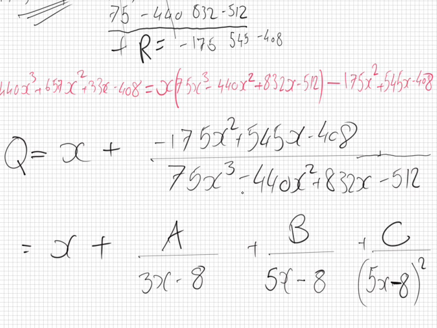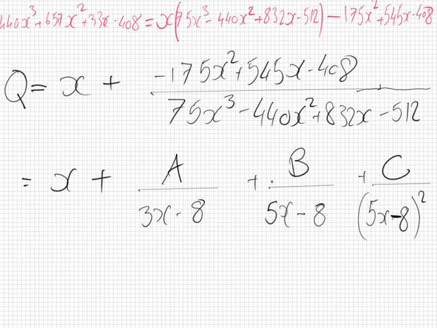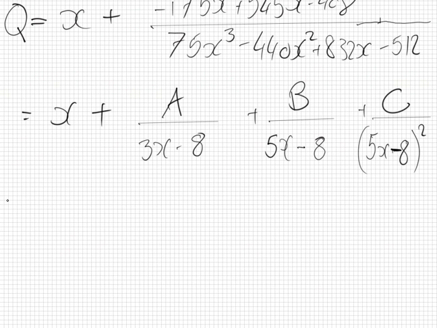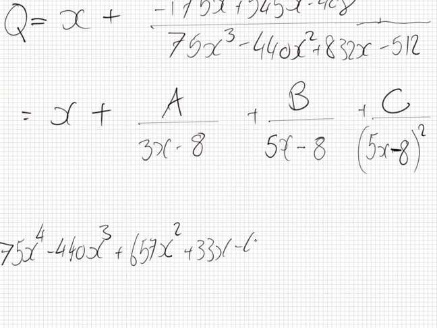What do we do next? Well, we know the next step. We multiply by all these three things here, in other words, by this cubic here. So on the left, we'll just be left with, like normal, the x^4 part: 75x^4 minus 440x cubed plus 657x squared plus 33x minus 408.